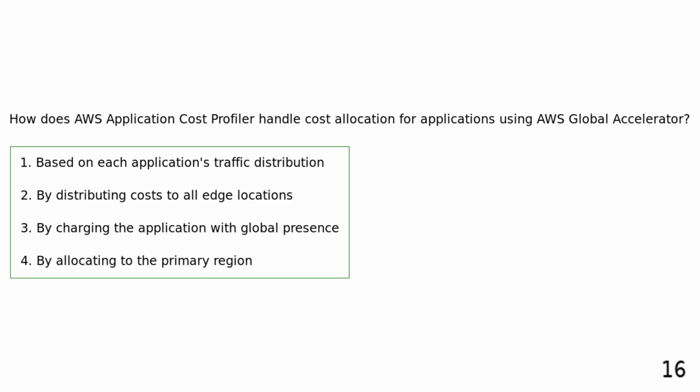Based on each application's traffic distribution. By distributing costs to all edge locations. By charging the application with global presence. By allocating to the primary region.